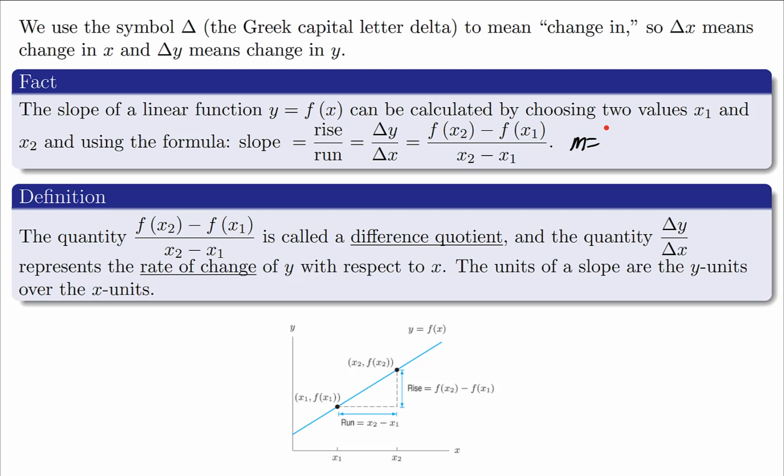Oftentimes you've run across this formula as m equals y2 minus y1 over x2 minus x1. We usually can call this thing a difference quotient. That's a term we don't have to dig too deep on, but it helps us define derivatives later. And this delta y over delta x we will often just call a rate of change, or sometimes we might use the term average rate of change, which we'll talk about later. In this context, the unit of a slope is always the y units over the x units.